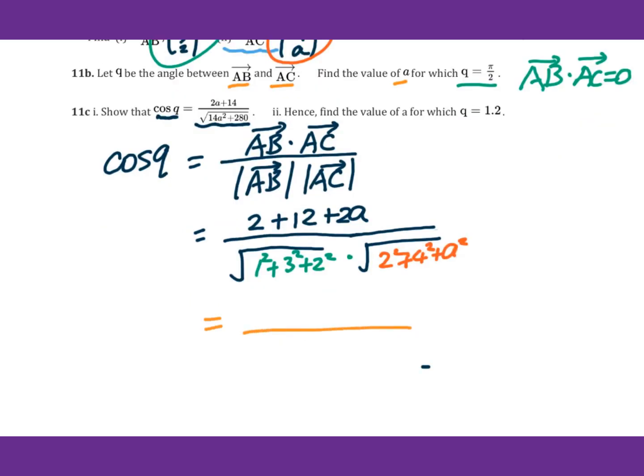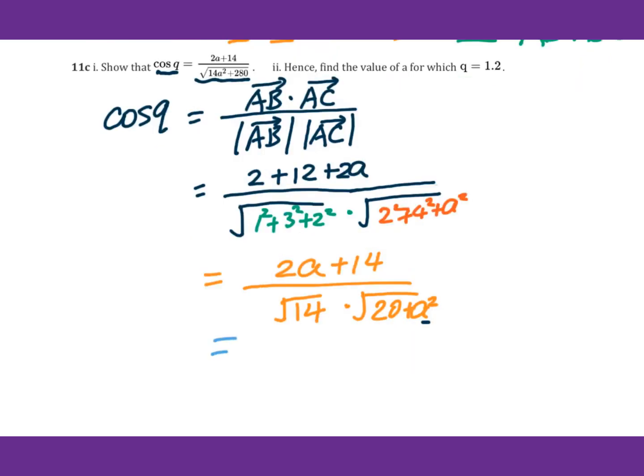Organize the top, you will get 2A plus 14. Look at the bottom, you will get 1 plus 9 plus 4. That will be square root of 14 times square root of 2 squared, that's 4, 4 squared, that's 16. So you have 20 plus A squared.